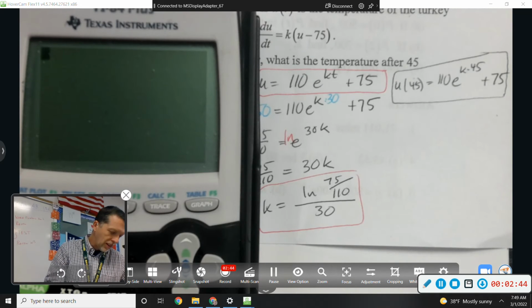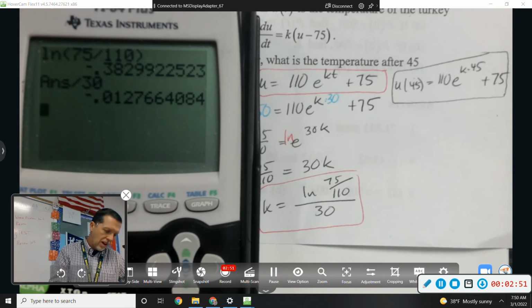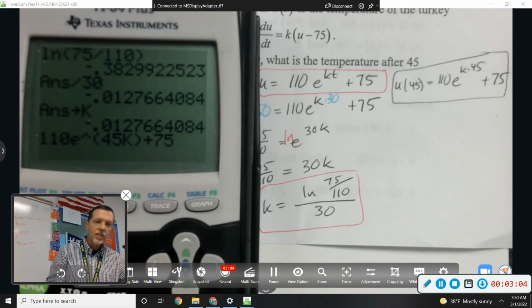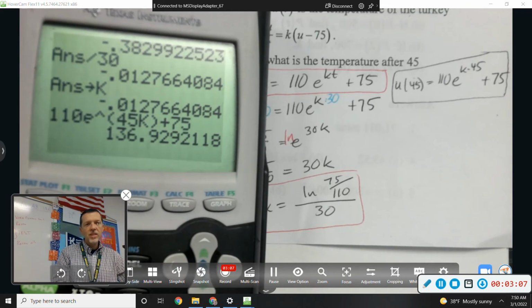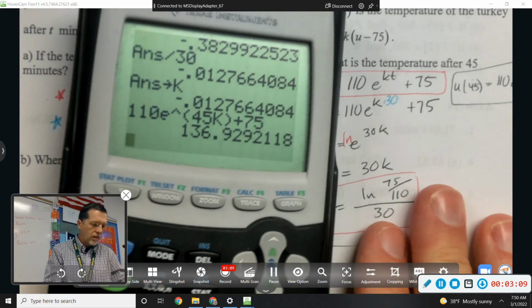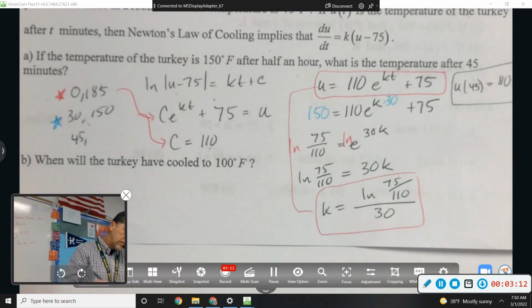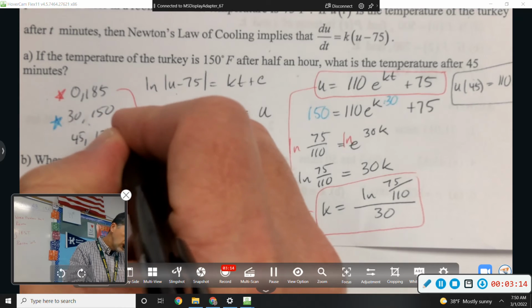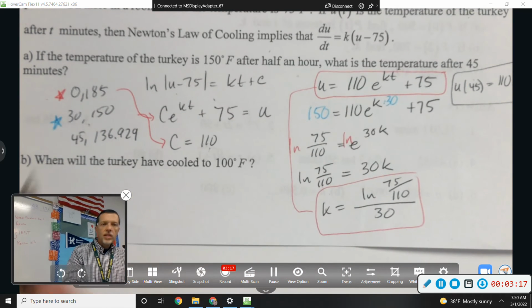I'm curious if I did things right, so I'm going to go ahead and finish the problem. So there's k, and then 110 e to the 45k plus 75, and here's the moment of truth if this answer makes sense. 136.93. I'd say that makes pretty good sense. It follows the pattern there.